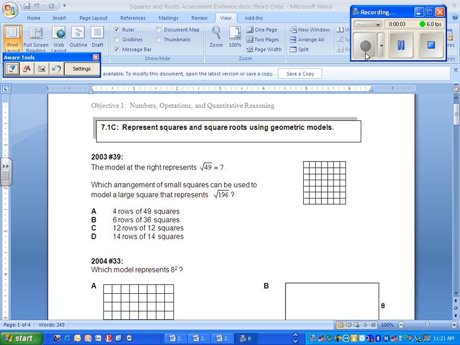Alrighty, Ms. Whitaker here, and I wanted to go over the test review. And this particular portion is about squares and square roots. This is 7.1c. That's our expectation from the state. It says to represent squares and square roots using geometric models. So this is mainly about the models.